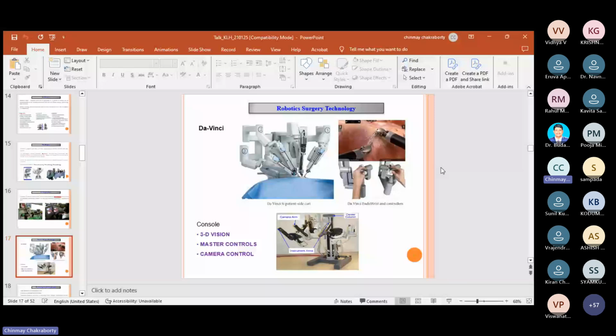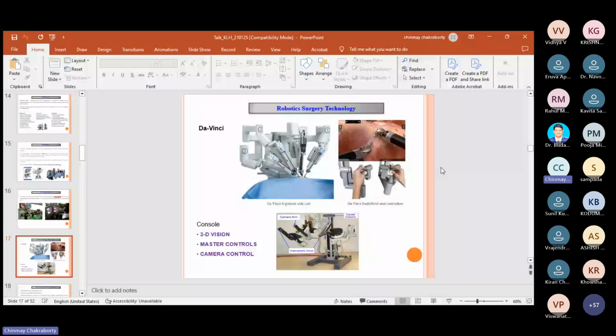Here is the Da Vinci patient side cart, and you see one is the endoscope and the controller, and the three console. One is the 3D vision and master controls, and camera control is there. The center column is also associated with the instrument arms. So as per the doctor's advice, the robots work remotely, the doctor being remote, but in the operation theater robotics plays a big role for doing this kind of OT works.